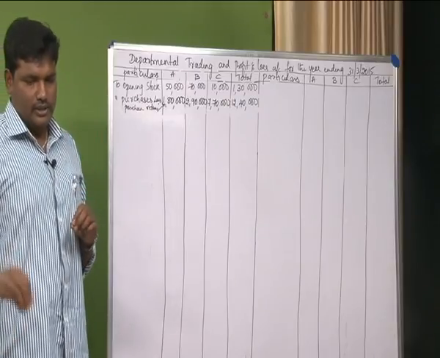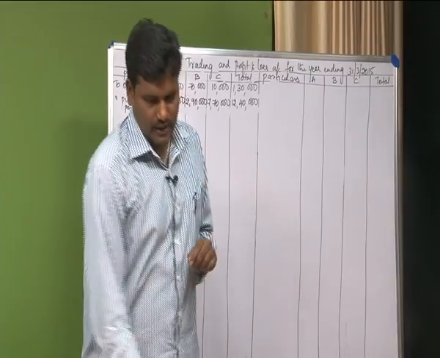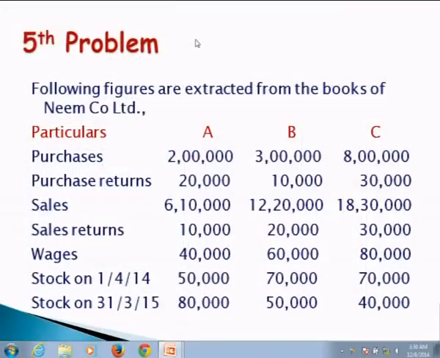Let us look at sales in the same way. We see the slide in the problem. Sales is given for department A as 6,10,000 minus 10,000 sales returns, so we get 6 lakhs. For department B, 12,20,000 minus 20,000, and for department C, 18,30,000 minus 30,000.